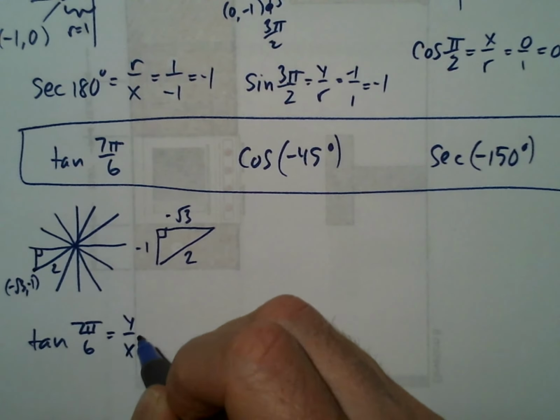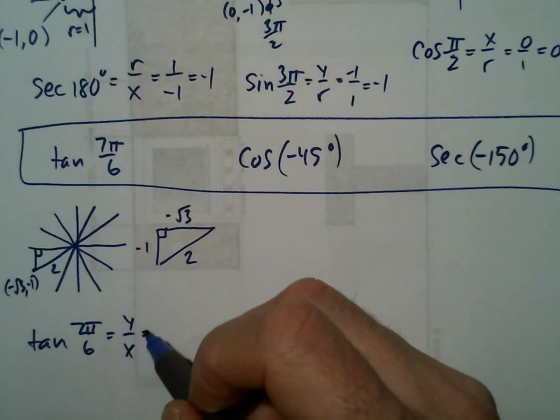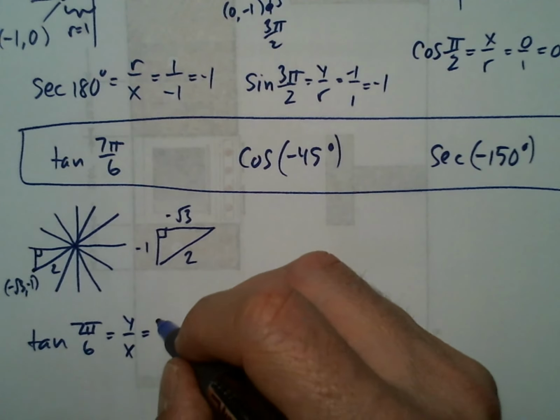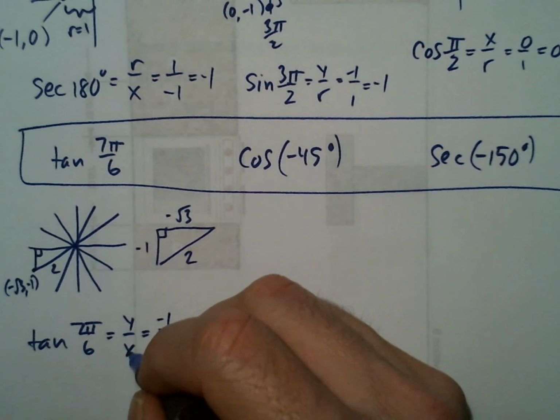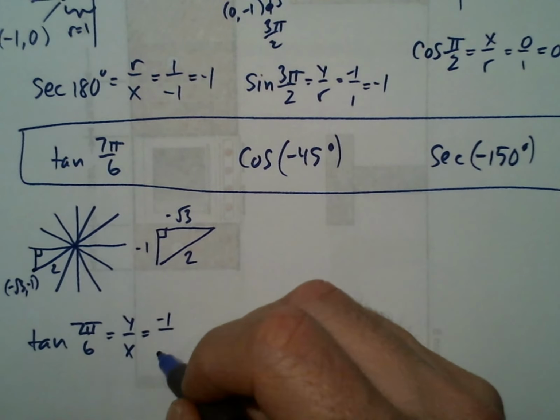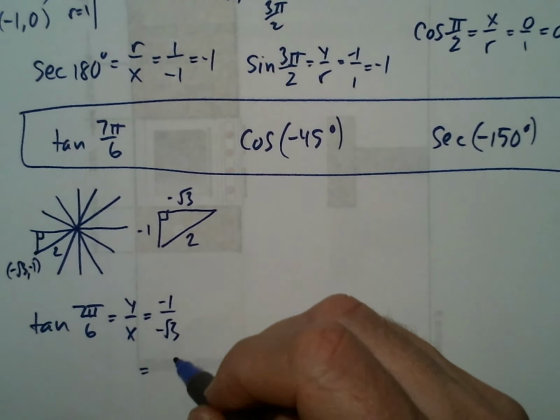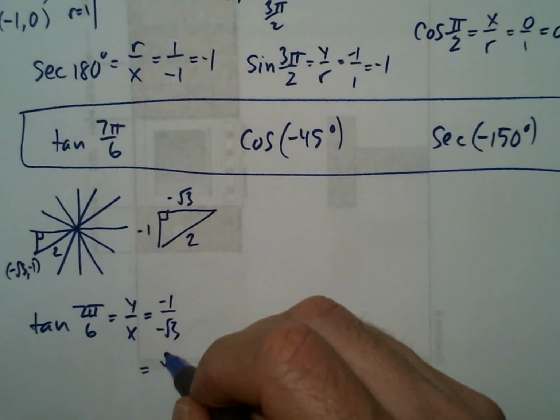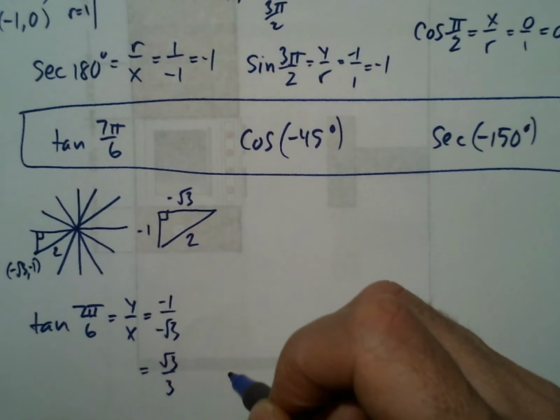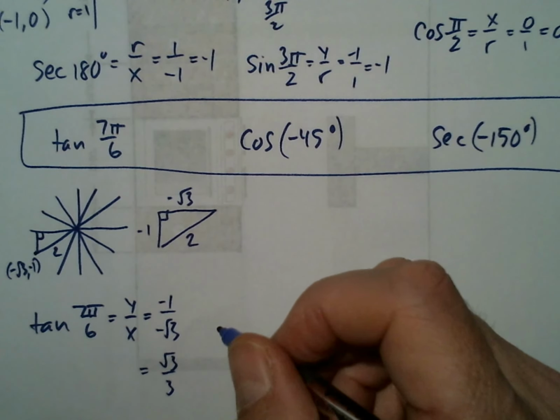That's y over x. So we found the y is negative 1 and the x is negative radical 3. So that's positive. We're going to multiply top and bottom by radical 3 and we'll end up with that.